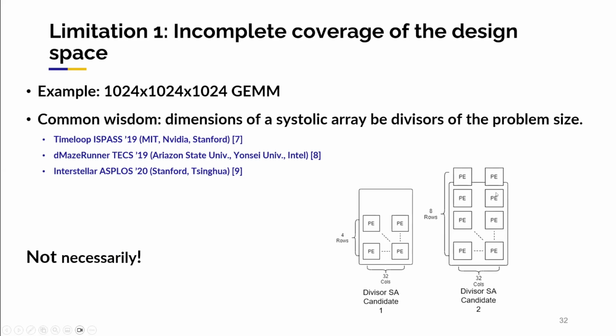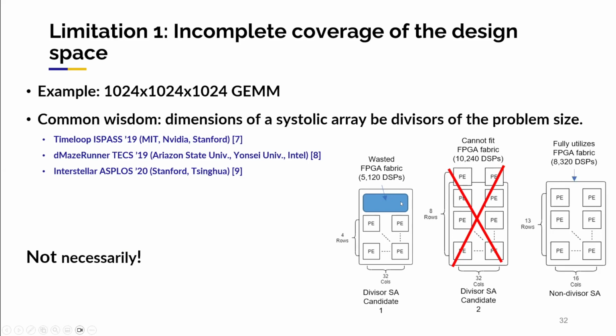And as you can see here, using divisor tiling factors, the very next candidate will overutilize the FPGA resources and will not fit on the FPGA fabric. But the candidate just below that uses half of these resources, and this leads to wasted FPGA resources. So the best design should use non-divisor tiling factors to maximize the DSP utilization of the FPGA.